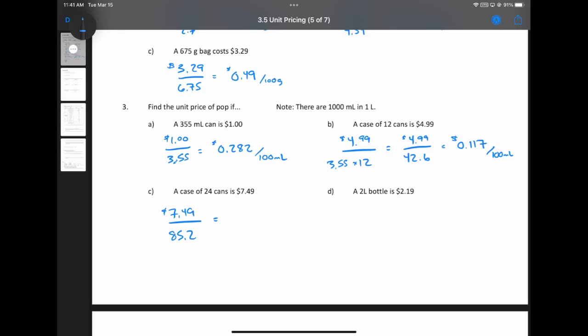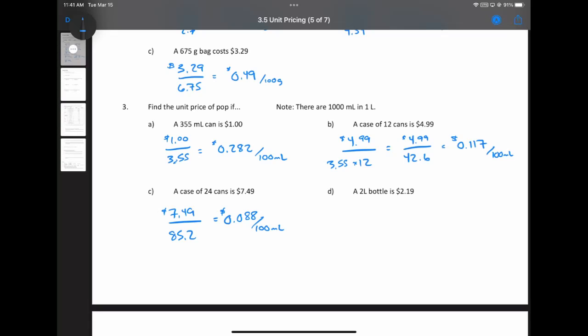So 749 divided by 85.2 gives us $0.088 per 100 milliliters. So 8.8 cents. So even that is a pretty decent deal compared to the 12 can case of pop. Makes sense. We got twice as much and it was only 1.5 times more.